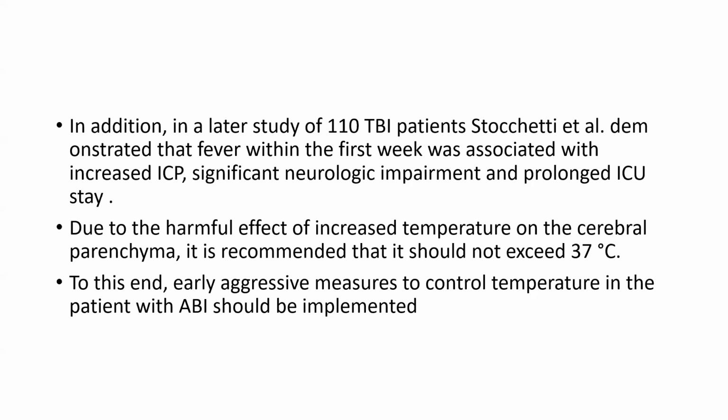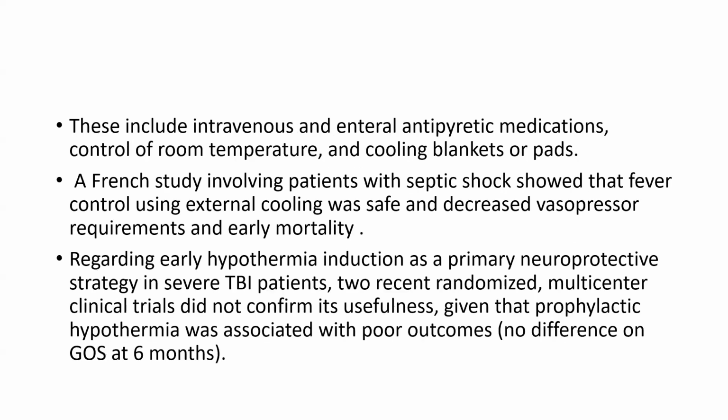In addition, a later study of 110 TBI patients demonstrated that fever within the first week was associated with increased ICP, significant neurological impairment, and prolonged ICU stay. Due to the harmful effect of increased temperature on cerebral parenchyma, it is recommended that it should not exceed 37 degrees. To this end, early aggressive measures to control temperature should be implemented. These include intravenous and enteral antipyretic medication, control of room temperature, and cooling blankets and pads.